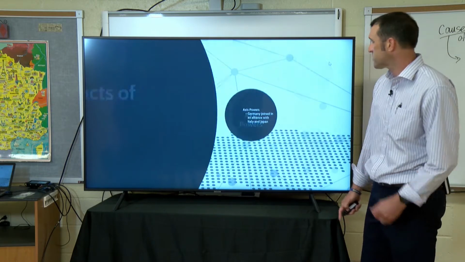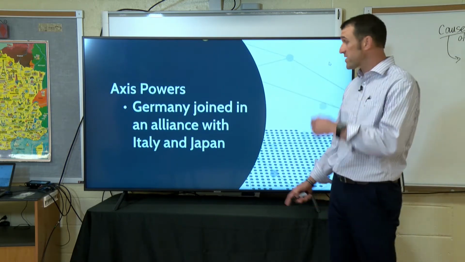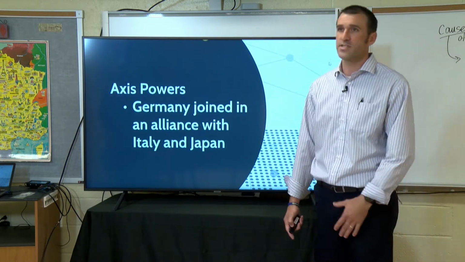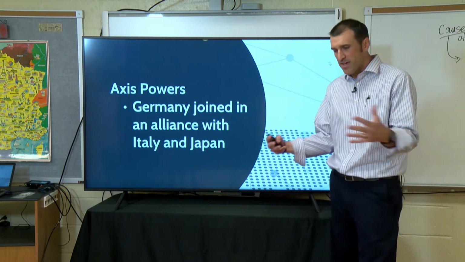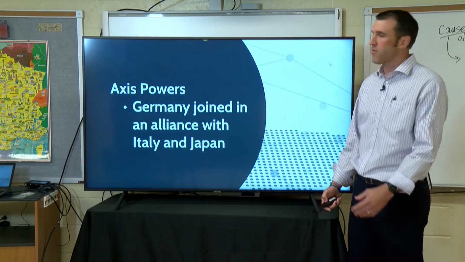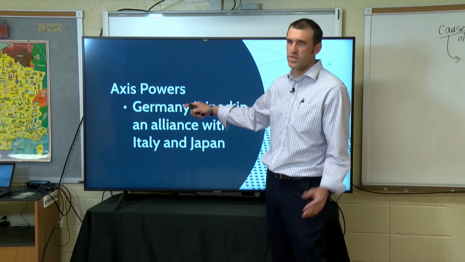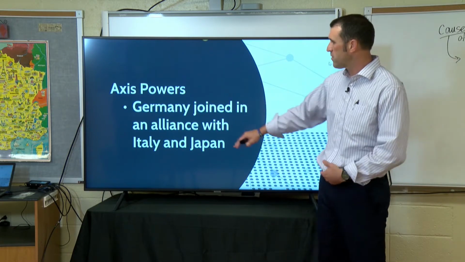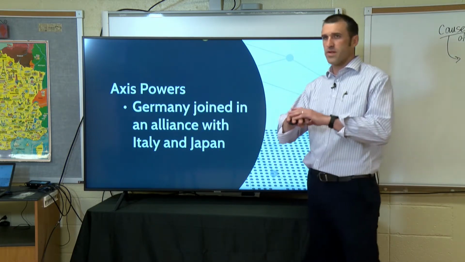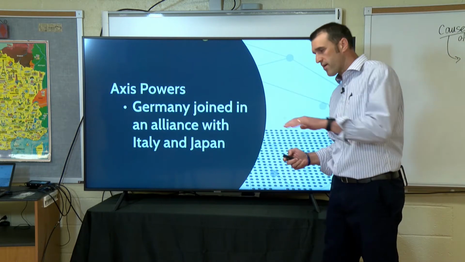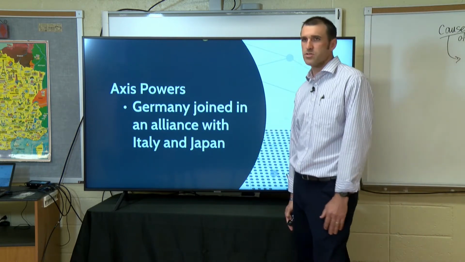What else? Not only did they commit these acts of aggression, but they joined with Italy and Japan in an alliance called the Axis Powers. And the idea was Germany would kind of take control over mainland Europe. Italy would take control over the Mediterranean region and North Africa. And then Japan would take control of the Pacific.